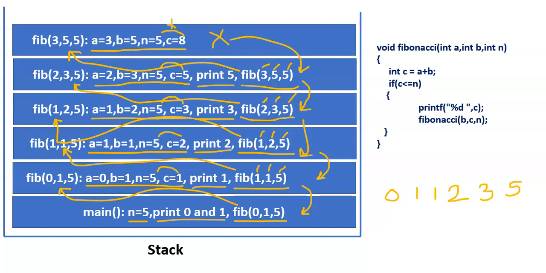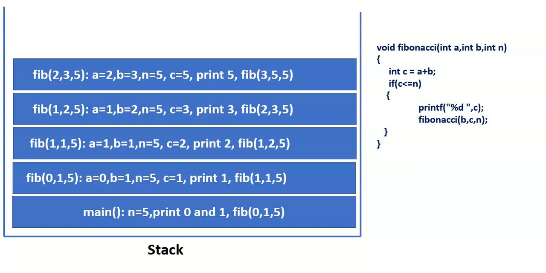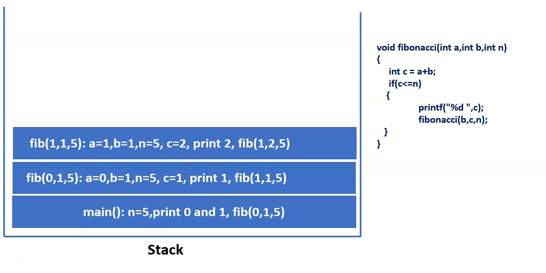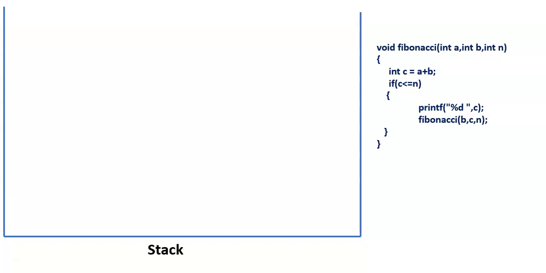And finally all these functions will be removed from the stack. They are removed from the stack in last in first out order. First of all, fib of 3, 5, 5 will be removed from the stack. Then the next function, then next function, and so on. And finally, once main function is also completed, it will be removed from the stack. In this fashion, each and every function will occupy memory in the stack and it will be removed from the stack.